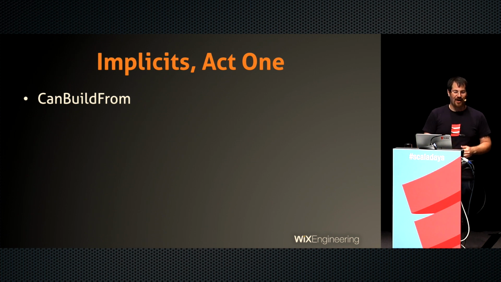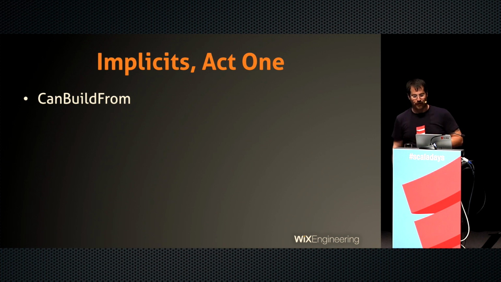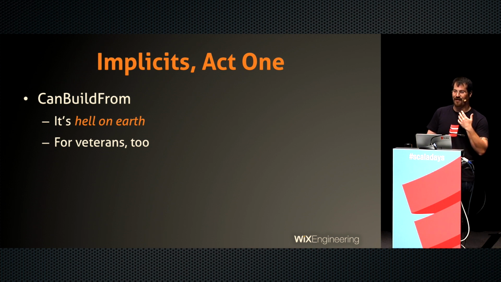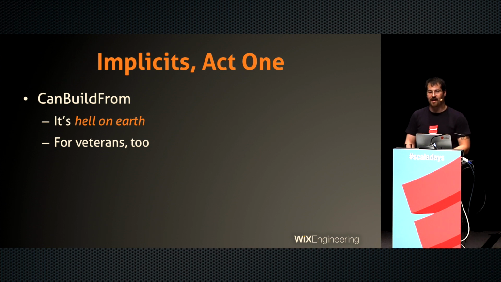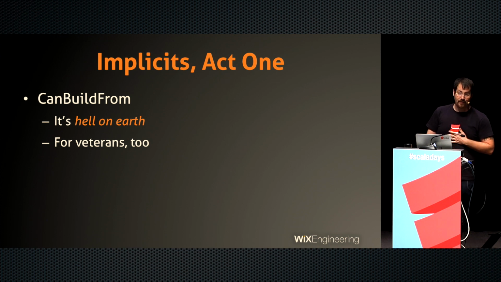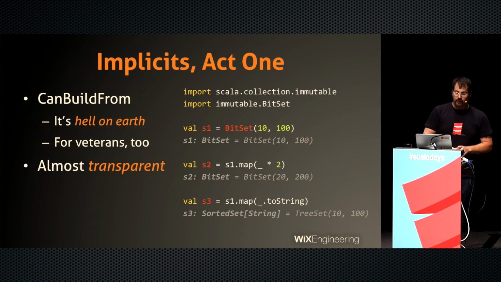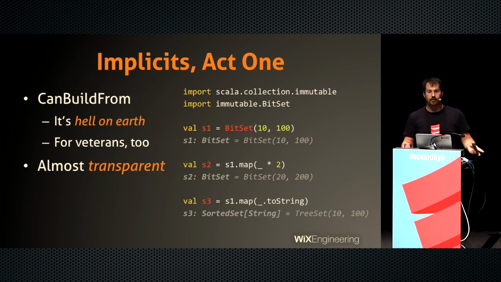Anyone who's used Scala for more than, say, a month has run into this at one point or another. And CanBuildFrom is hell on earth, right? It's a very, very easy concept to understand. If someone came in and explained to you what it's kind of used for, it's very easy to understand why it's necessary. But it's very, very hard to figure out what is going on, even for relatively seasoned veterans. At the call site, it's actually almost transparent.